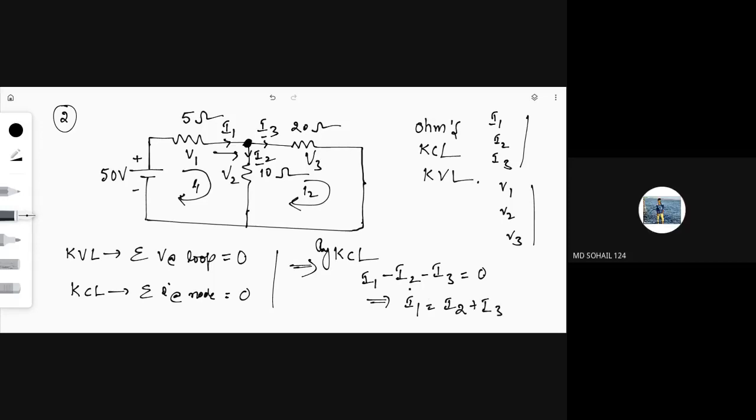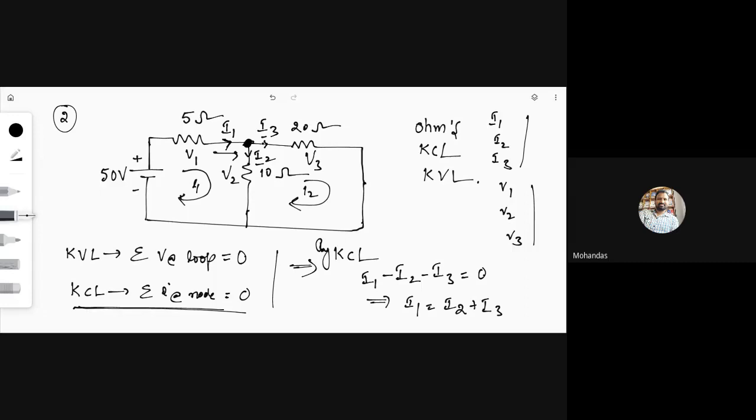Again, explain KCL. We already discussed, all of you listen carefully here. At a particular node, what is the statement? The algebraic sum of the currents which are entering or leaving at a node is equal to 0. So at this node, the I1 current is entering, and the I3 and I2 currents are both leaving currents.